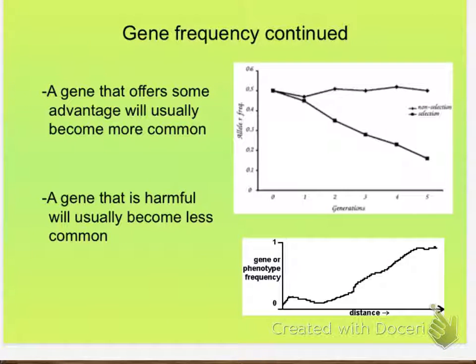When there is a gene that gives you an advantage, I guess I have these pictures reversed, don't I? When there's a gene that gives you an advantage, it becomes more common in the population. When there's a gene that's harmful, it usually becomes less common.